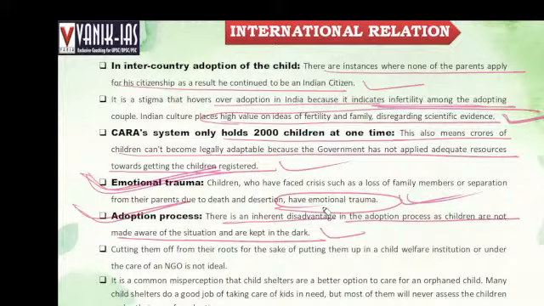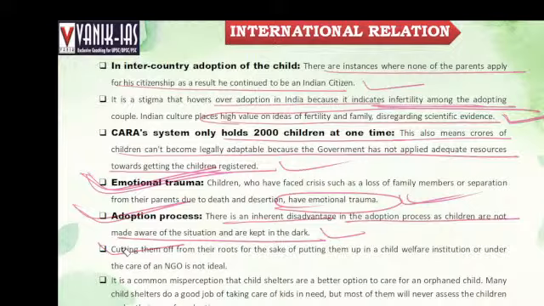They don't know who is going to adopt them. They have no idea. Cutting them off from their roots and putting them in a child welfare institution under the care of an NGO is not ideal.